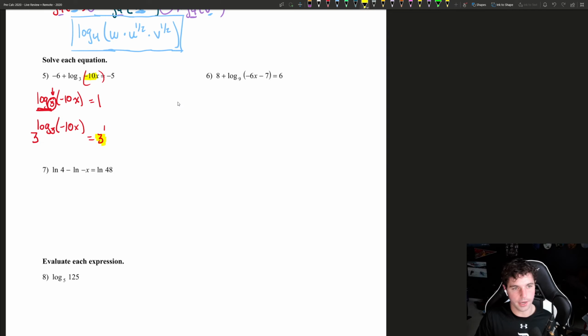So again, this 3 and this 3 come from that exponent. And then when we do that, these things cancel. We're left with negative 10x is equal to 3. And then x is equal to negative 3/10.